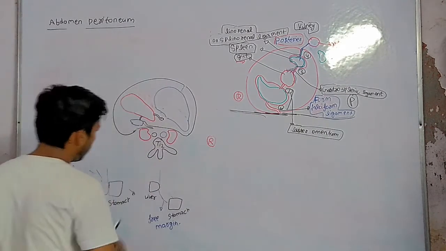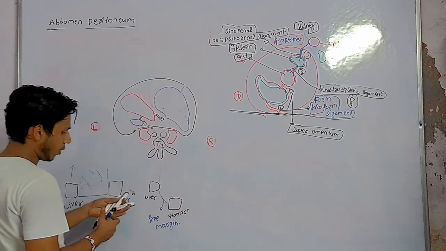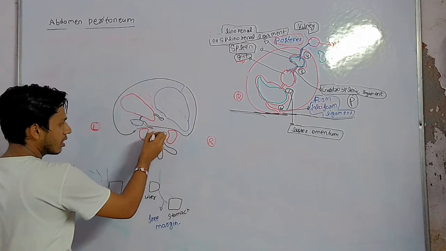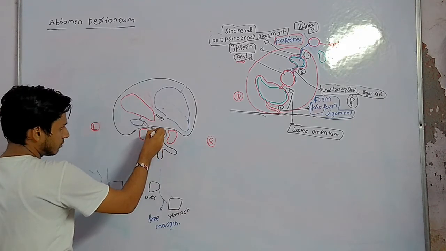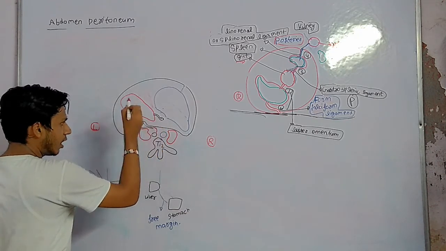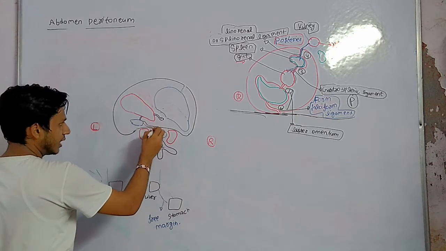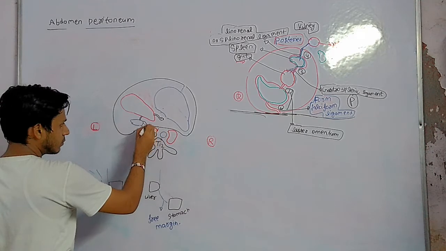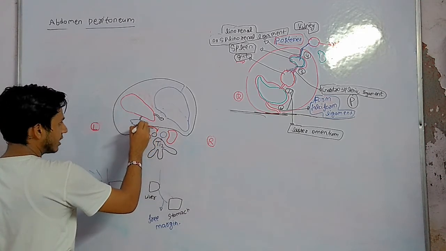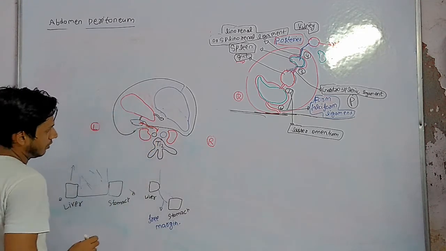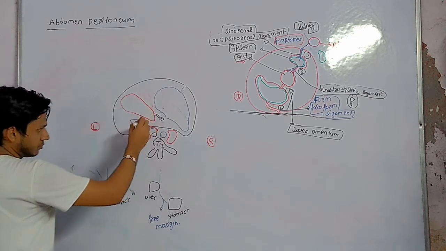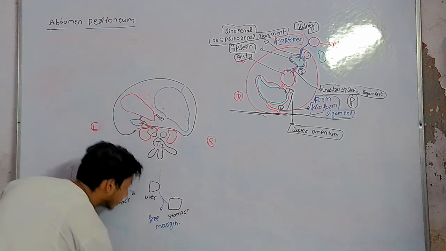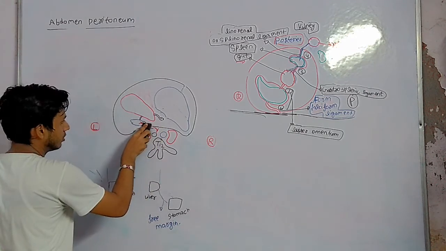Done. So what about the branches? How do the branches form? Let's say this is the left side. This is the aorta. The aorta gives the celiac trunk, and its branch, the splenic artery, goes like this in the splenorenal ligament and supplies the spleen. Now again, the splenic artery is not present like this; it is present like this. Wait, draw it completely.